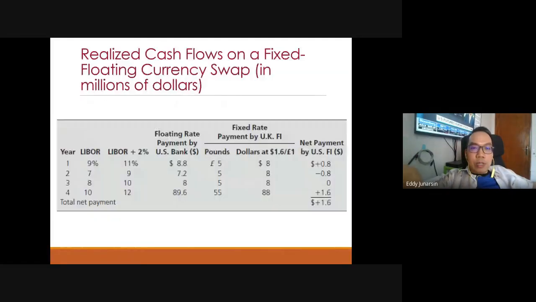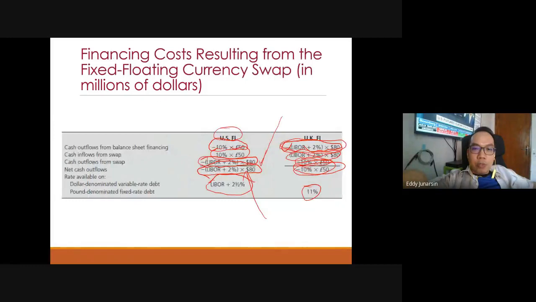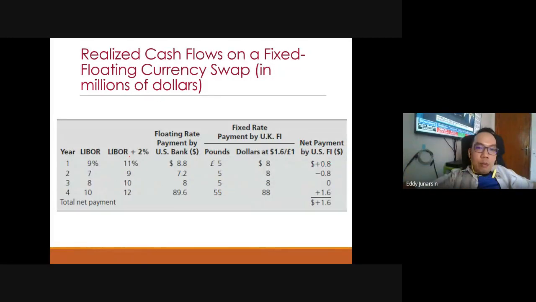And we could simulate here, of course, if the LIBOR is 9, remember that the US bank has to pay LIBOR plus 2. So the US bank will have to pay 11% if the LIBOR is 9. And 11% of $80 million is $8.8 million. And so forth. You see, next year, LIBOR drops to 7. So the LIBOR plus 2 is 9. So they have to pay 9% of 80 million and so on.